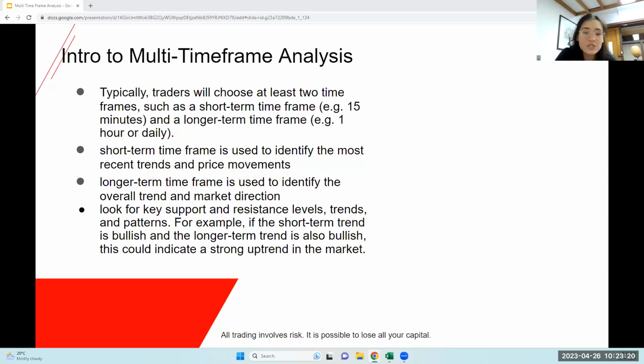Okay, so if the short-term trend is bullish, as we mentioned earlier, the trader may then look to buy on dips or pullbacks in the market. Conversely, if the longer-term trend is bearish, the trader may look to sell or short the market. So in essence, the multiple time frame analysis can help a beginner trader gain a better understanding of the market by looking at the bigger picture and analyzing trends and patterns from multiple time frames. That's the general essence of multi-time frame analysis.